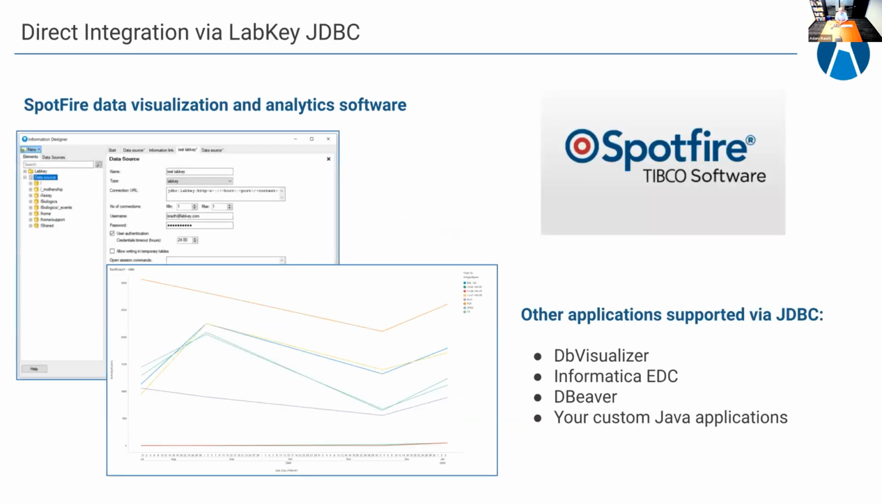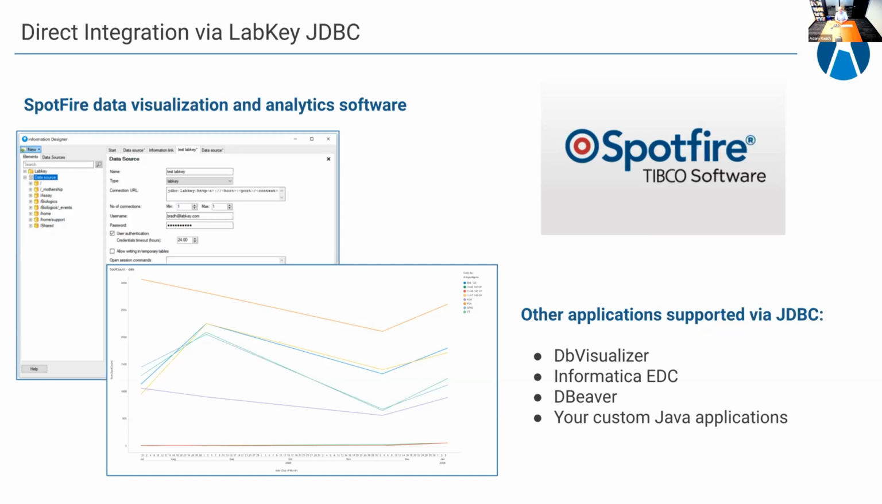Another API that is used by some applications is called JDBC. Spotfire is the premier example here. Spotfire, of course, is a data visualization and analytics server. Just like the ODBC scenario, Spotfire can be configured with our JDBC driver to pull data directly from Biologics and analyze that live data within Spotfire.